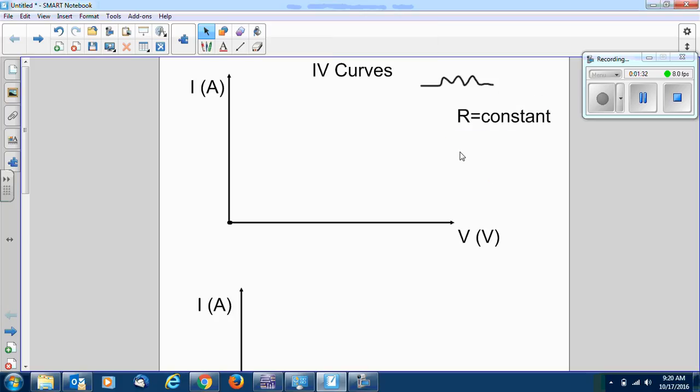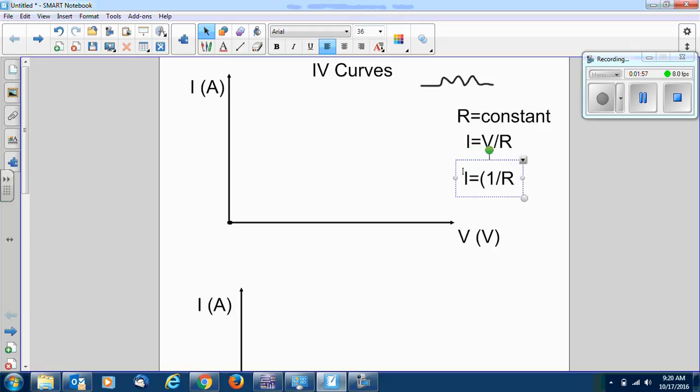In that case, when we rewrite our Ohm's law, I equals V over R, we can rewrite it like this, as I equals (1 over R) times V. Now I know this looks exactly the same as that expression, but if you look at it, it's also an equation of a line.